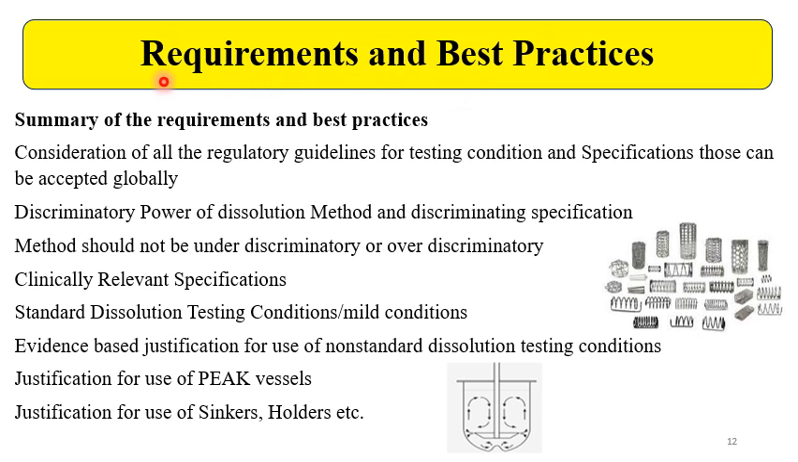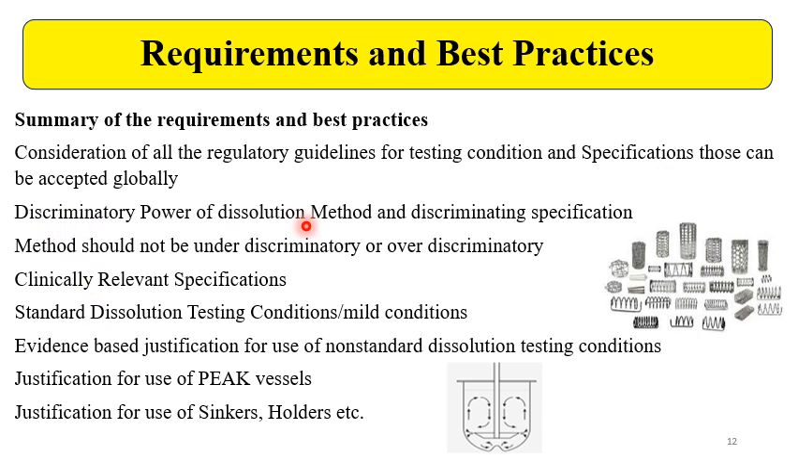Then in summary, we will see the requirements and the best practices so that the regulatory queries can be reduced and avoided. So consider all the regulatory guidelines for testing condition and specification, and if possible, consider the acceptance criteria which can be accepted globally. If the product is for global market and if you want to extend it for the other markets as well, then the global specifications can be derived.